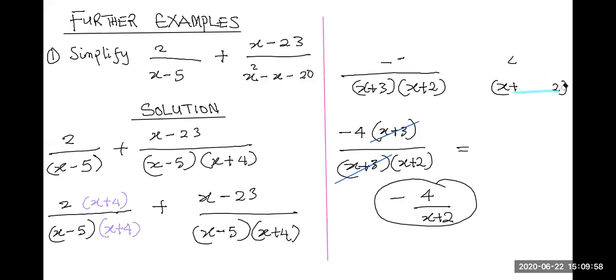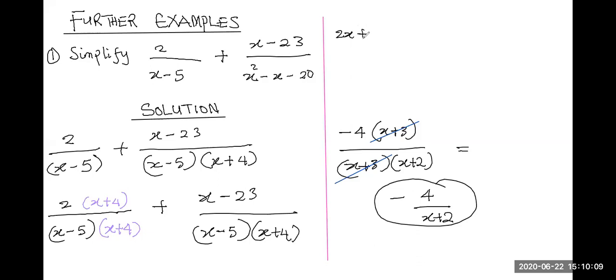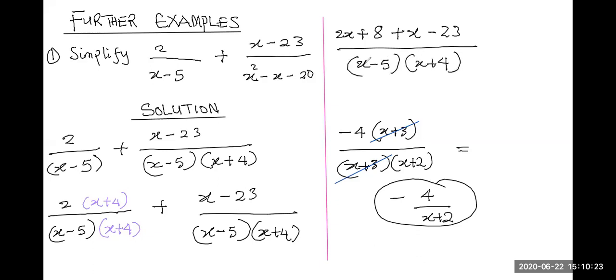What do we do next? The next thing we do now is to solve the numerator accordingly. You expand 2 times x, which will now give us 2x plus 8. When you expand that, then plus x for this other fraction, then minus 23, all over a common denominator, x minus 5, bracket x plus 4. Okay, so this is what we do.